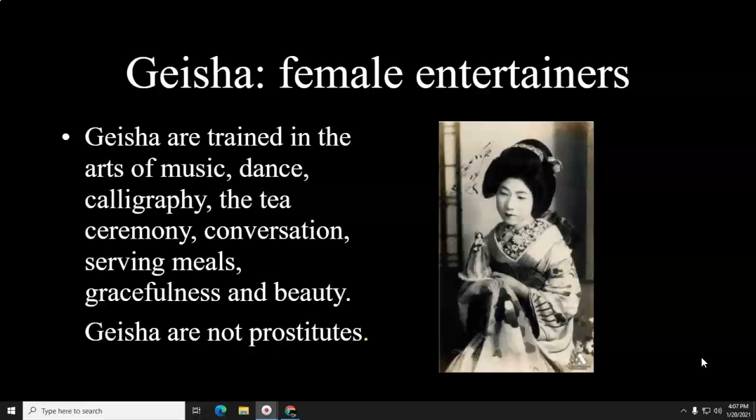Geisha are not prostitutes. They're often confused with courtesans, which were the prostitutes. But the geisha were there as aesthetic companions for nobility and for samurai. They did not associate with lower classes.